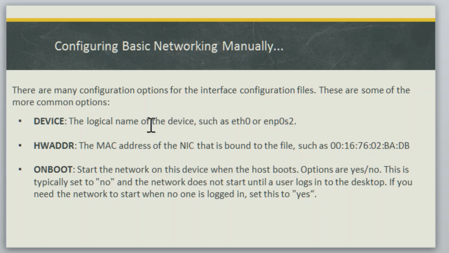So there are many configuration options for the interface configuration files. These are some of the more common options, okay? Guys, I'm going to go through all these, read them to you, then I'm going to go over to the VirtualBox and I'm going to show them to you, okay? So first one's DEVICE. This is the logical name of the device, such as eth0 or enp0s2, okay? HWADDR, or hardware address. This is the MAC address of the NIC that is bound to the file.